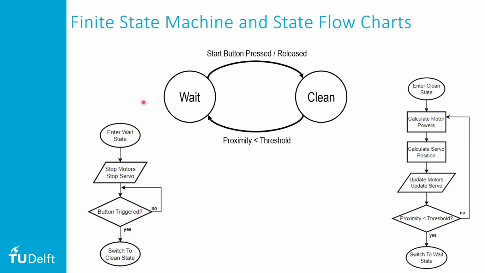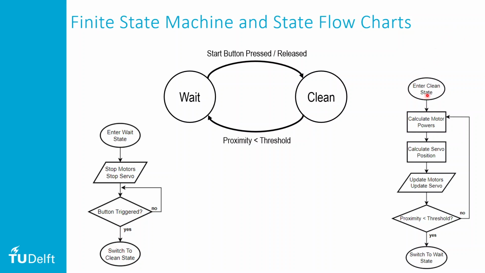So in the wait state, when we first enter the wait state, which will be when we've turned the robot on or when we've come back into it from the clean state, we need to stop the drive motors, stop the servo motor. Then we just need to see whether the button is triggered, depending on how you want to detect it being triggered. That's up to you, but we're just asking, has the user activated me? If not, then we just loop back and keep checking the button. And eventually when the button is triggered, we go onwards and we switch to the clean state.